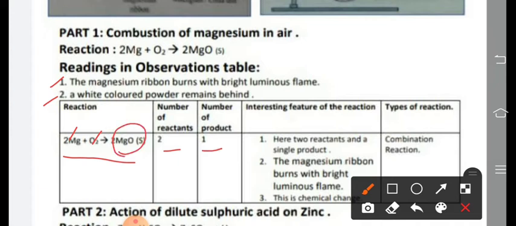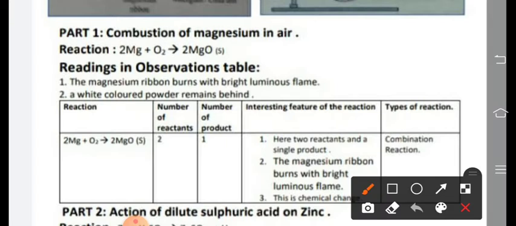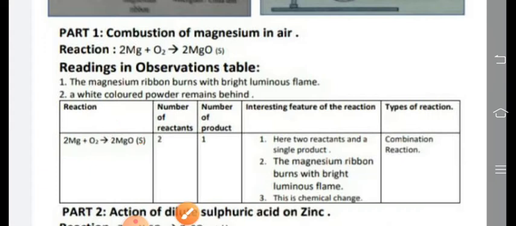Interesting features of the reaction: here 2 reactants and a single product are there. The magnesium ribbon burns with a bright luminous flame. This is a chemical change, obviously. Type of reaction is a combination reaction. Why combination? Because you can observe the number of reactants is 2, and from these 2 we are getting 1 product. So that's why we can say it is a combination reaction. Let's go ahead with the video part for the same.